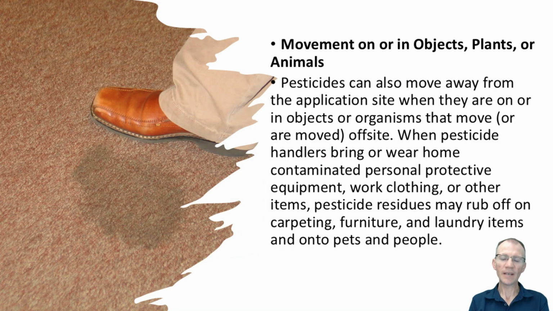So how else can pesticides move? Movement on or in objects, plants, or animals. Pesticides can move away from the application site when they are on or in objects or organisms that move or are moved off-site. When pesticide handlers bring or wear home contaminated personal protective equipment, work clothing, or other items, pesticide residues may rub off on carpeting, furniture, and laundry items, and onto pets and people.